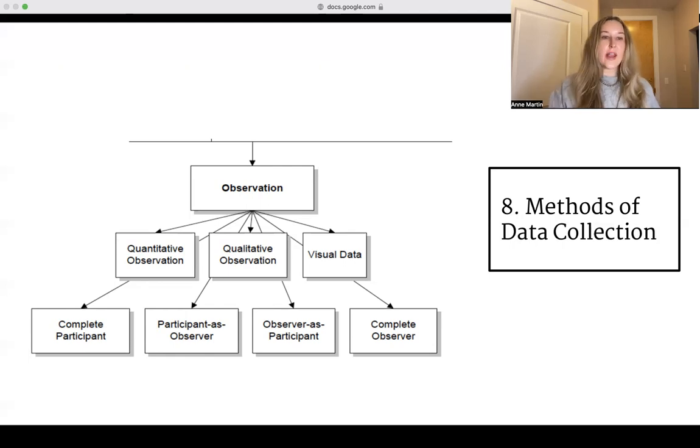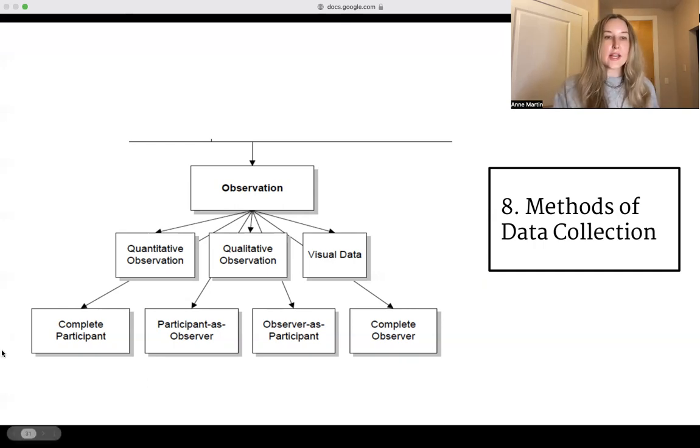So one way is the complete participant, where the researcher is immersed and they haven't even made it known that they are observing. Participant as observer. So in this case, the surrounding community knows that they're doing research, but they still are a real part of the community. Observer as participant, they come in as a researcher, and then over time, they start to become a part of the community, but they are still mostly an outsider. And then complete observer, where they are not part of that at all.